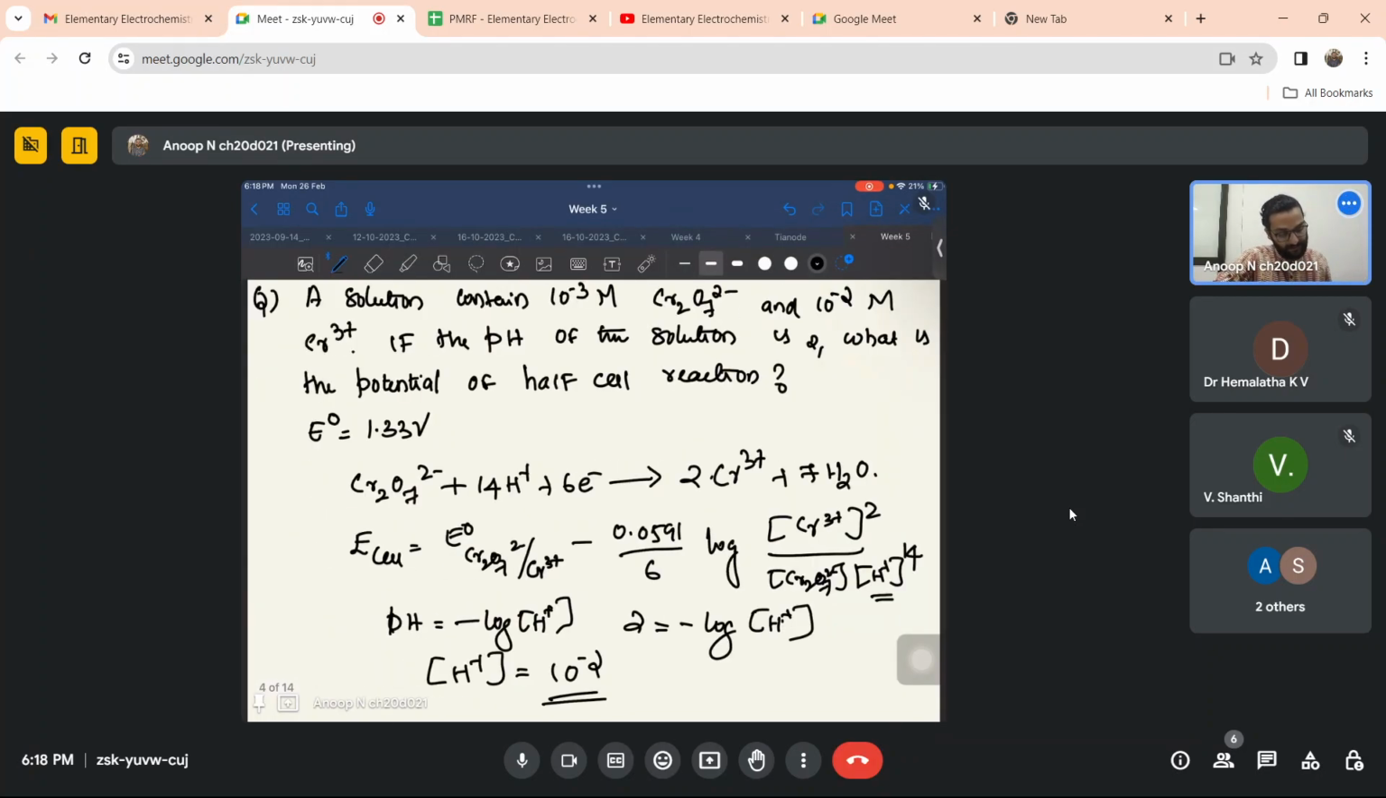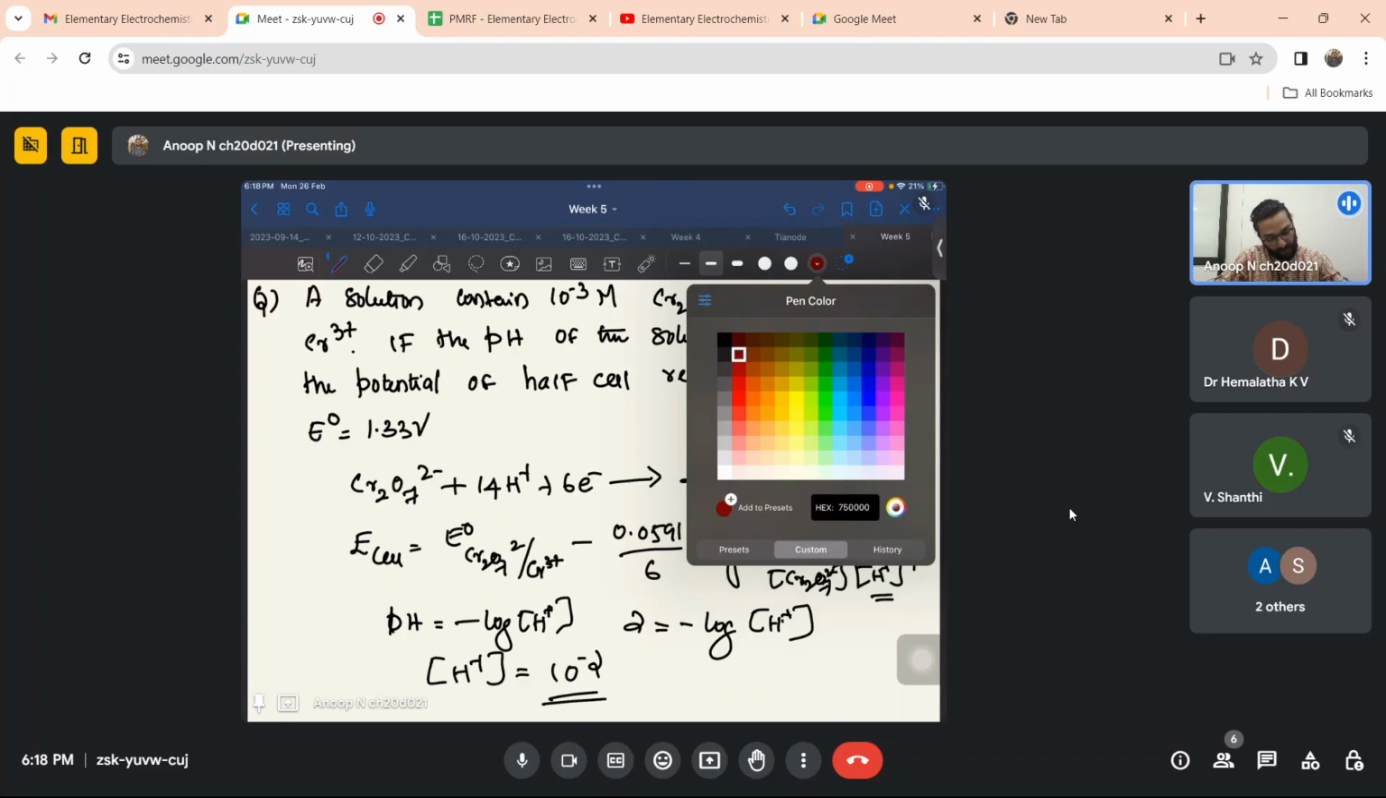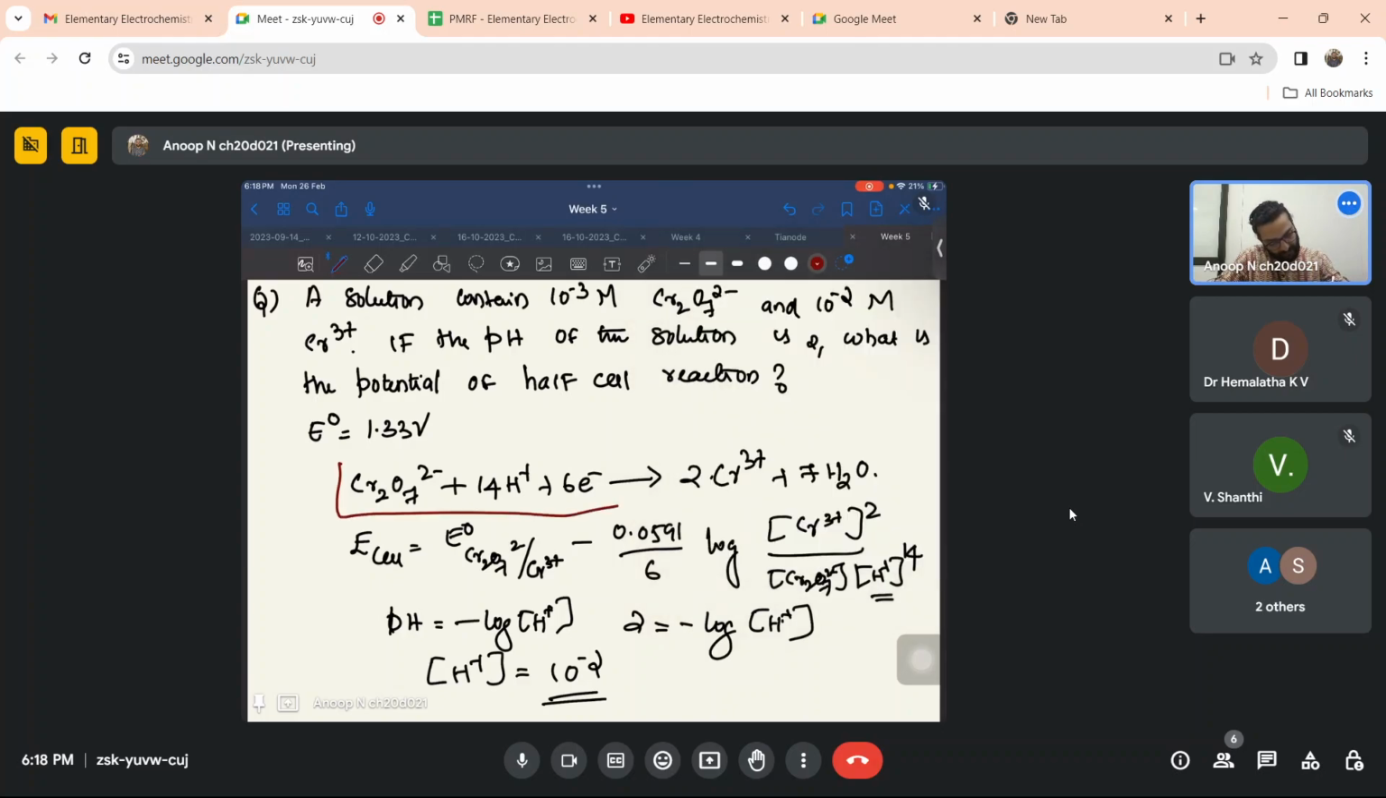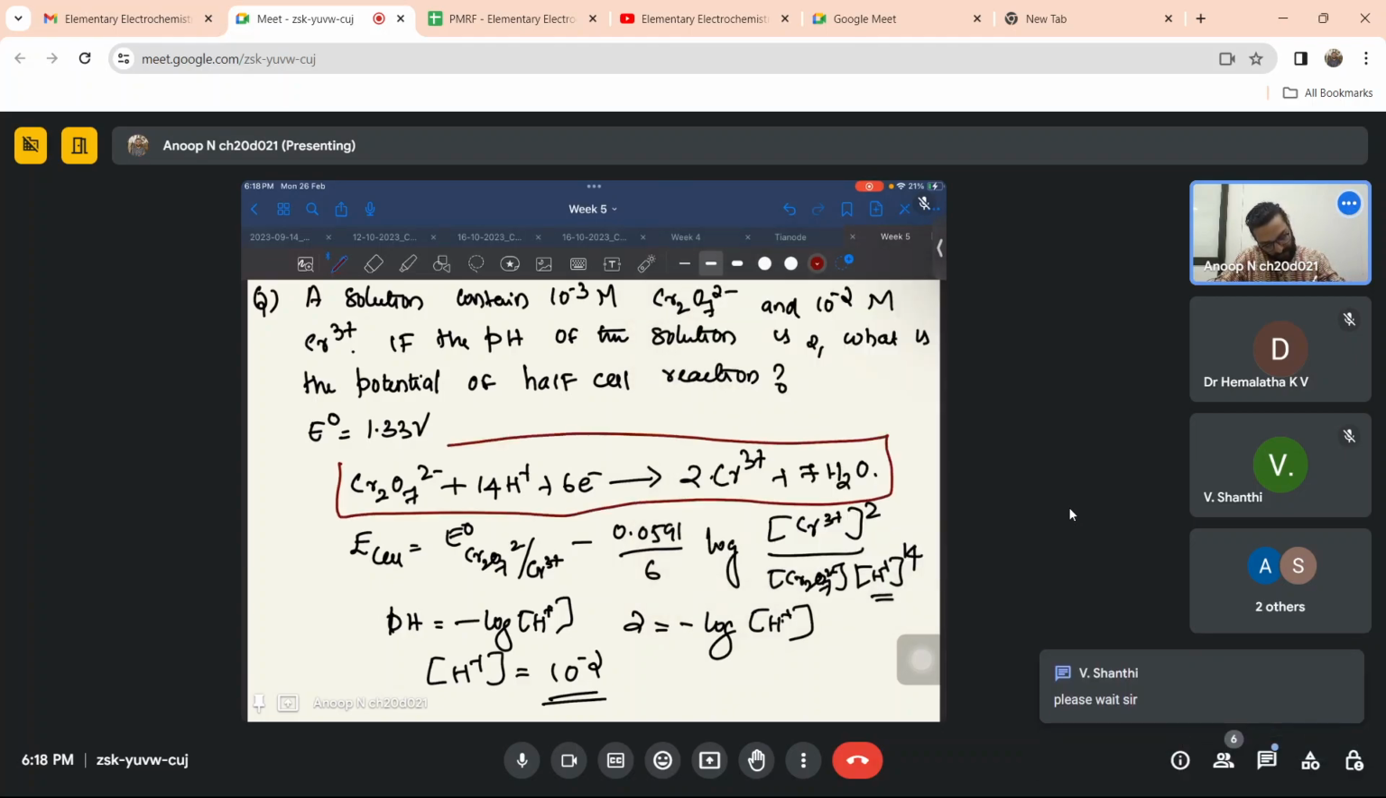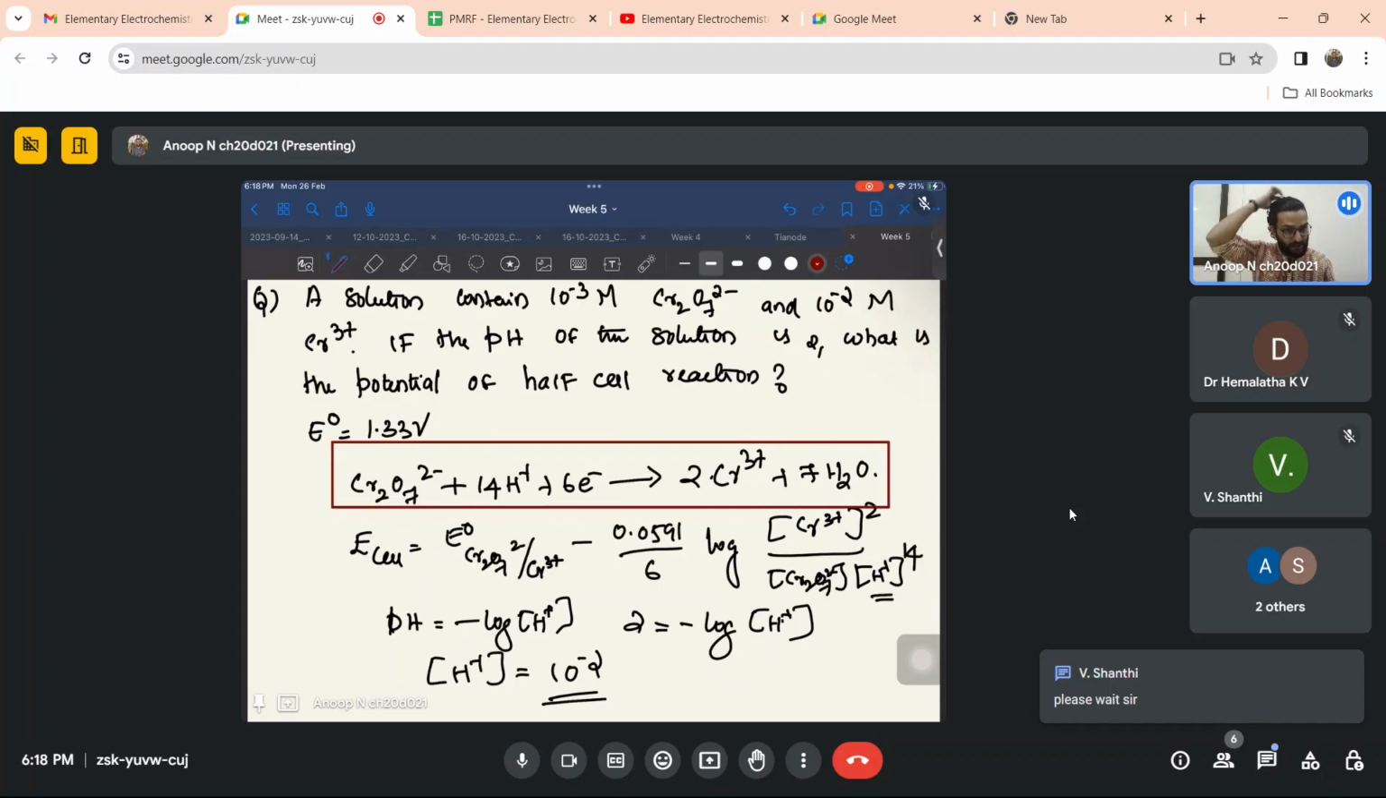Is the step clear? Any doubt? Once you can write this equation, it will be easy to solve, I think. But you have to crack this equation.